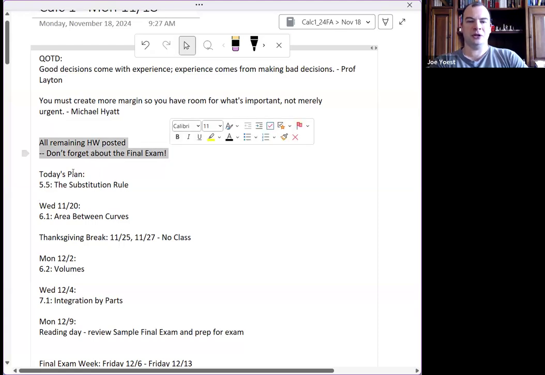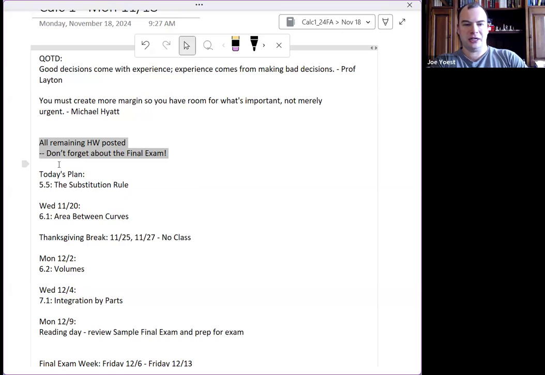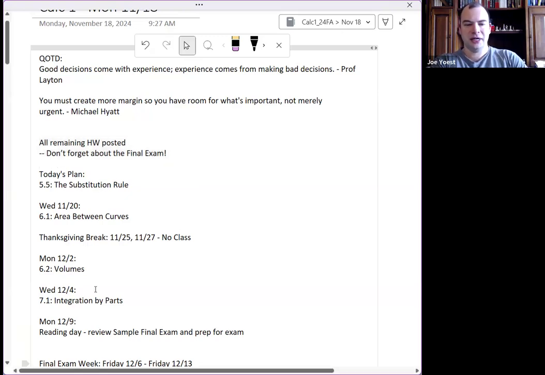All the remaining homework is posted, so you have access to essentially all the remaining work for the course, so you can plan ahead. Just don't forget about the final exam that's during final exam week, which is listed below.